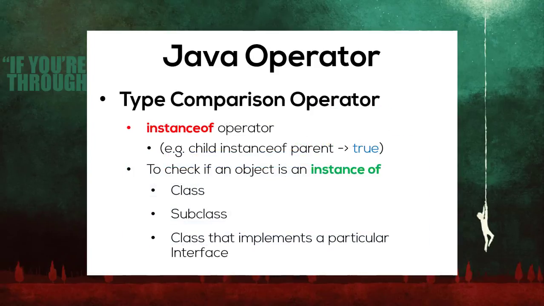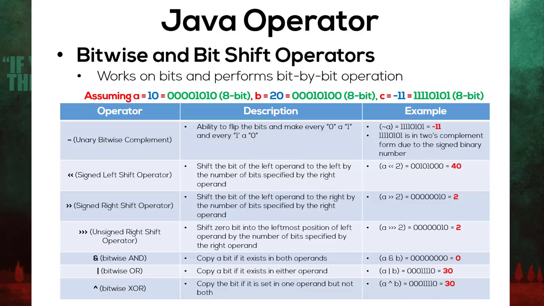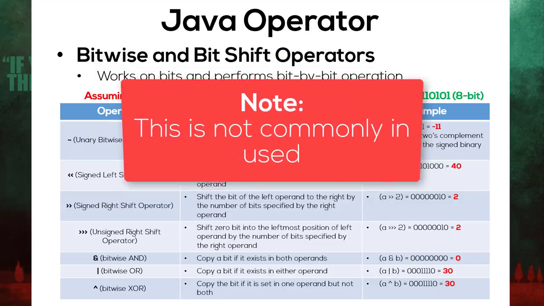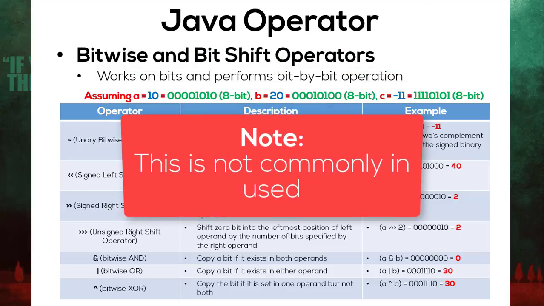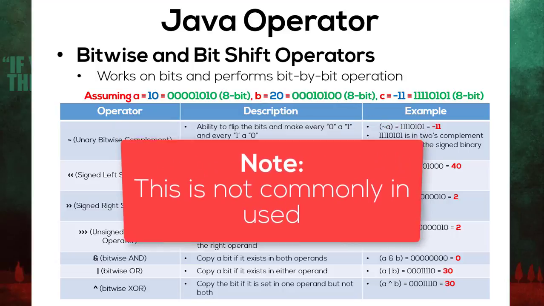The type comparison operator, or more specifically the instanceof operator, is used to check if an object is an instance of a class, an instance of a subclass, or an instance of a class that implements a particular interface. We can see the instanceof operator in action when we talk more about classes and objects in a later episode. And lastly, the bitwise and bitshift operators work on bits and perform a bit-by-bit operation. However, these operators are not commonly used, so I'll just briefly go through each of the available operators.